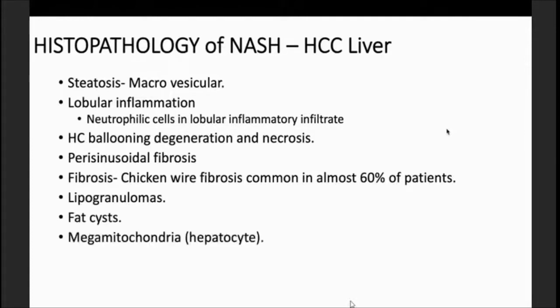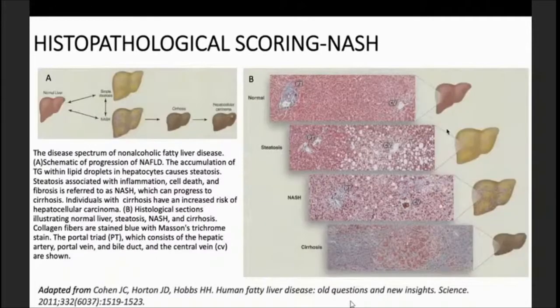And then moving to fatty cysts and megamitochondria, where the mitochondria are enlarged in size, particularly in hepatocytes of concern. Moving from the pathology to scoring, how the NASH scoring is being done. On the chart on the left side, from the group like Cohen, they have shown the whole spectrum from normal liver to simple steatosis and NASH. So this whole process is reversible.